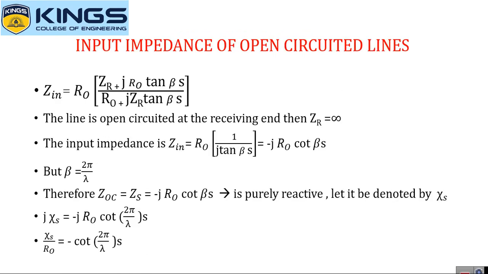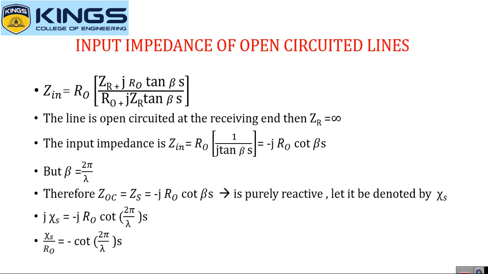Now we will see the effect on the input impedance for the open circuit condition and the short circuit condition. First we will see the open circuit condition: what is the value of the input impedance? Consider the input impedance of the transmission line, Zin equals R0 times ZR plus j R0 tan beta S, divided by R0 plus j ZR tan beta S. If the line is open circuited at the receiving end, then ZR becomes infinite. So how is the input impedance?